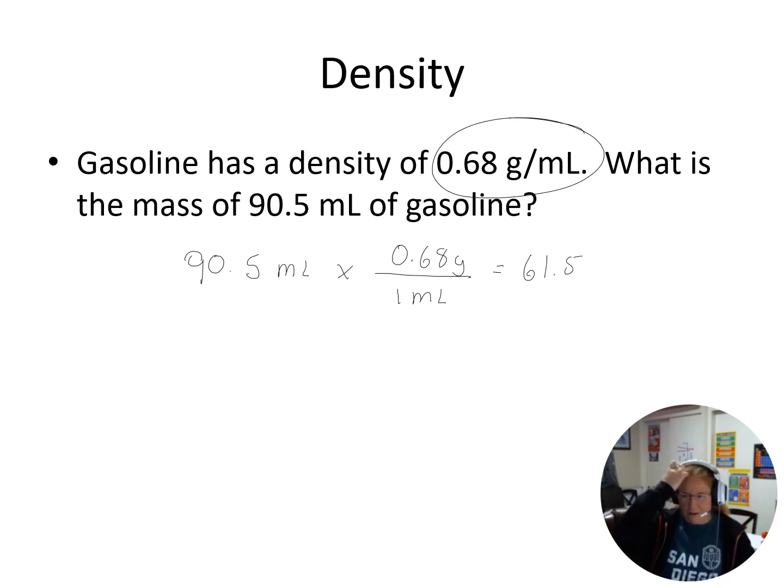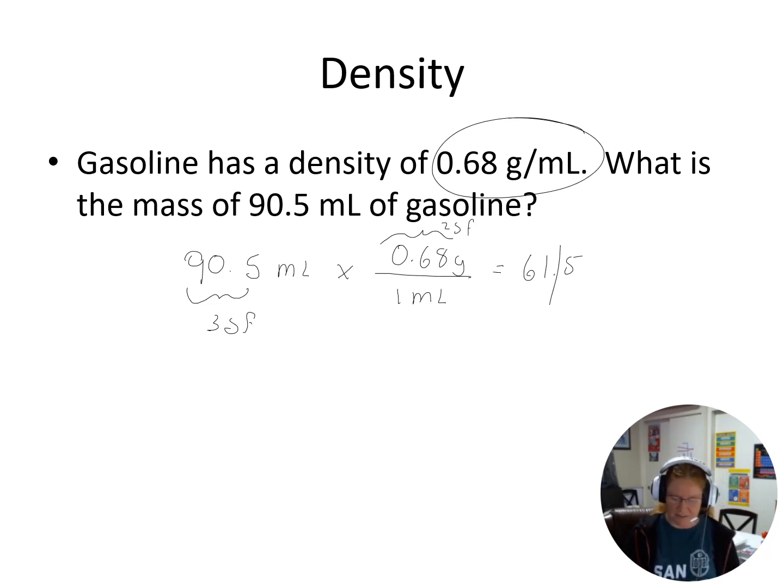61.5. Now, density is a measured quantity, which means that when we use density as a conversion factor, it does affect our significant figures. Here I have 3 sig figs. Here I have 2 sig figs, which means I have to cut it to 2 sig figs. So I report my mass here as 62 grams.